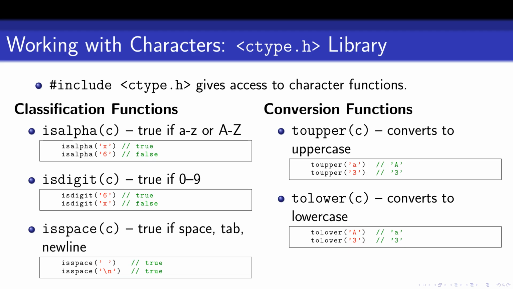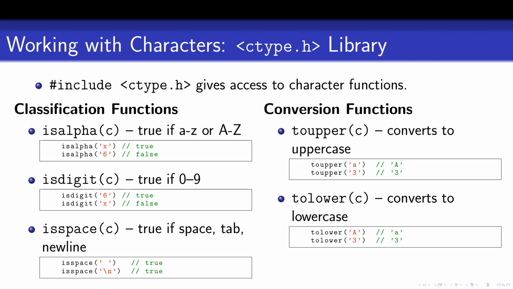The ctype.h library provides a set of functions designed for checking and modifying character types. These functions help you determine whether a character is a digit, letter, whitespace, or another category. For example, isalpha(c) returns true if the character is alphabetic, while isdigit(c) checks if it's a number. You also get isspace(c), which detects spaces, tabs, or newlines.